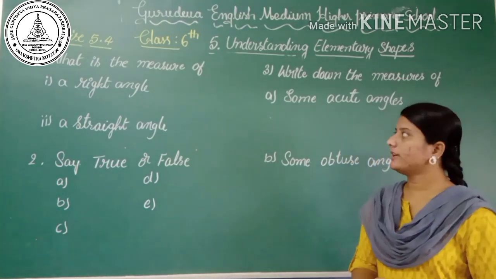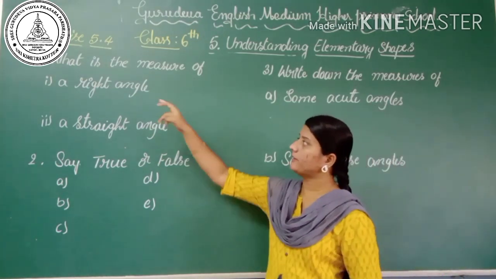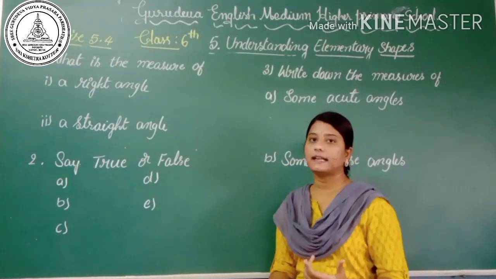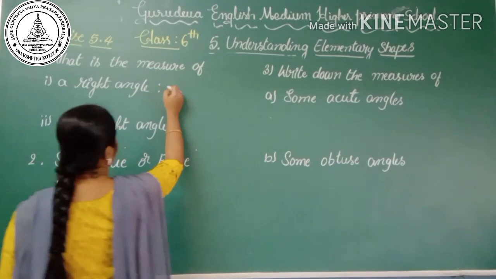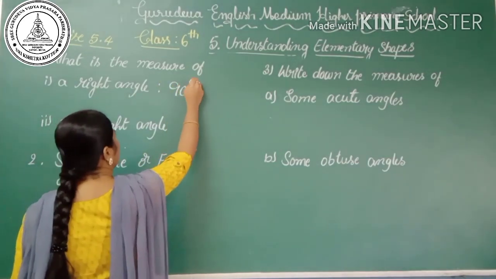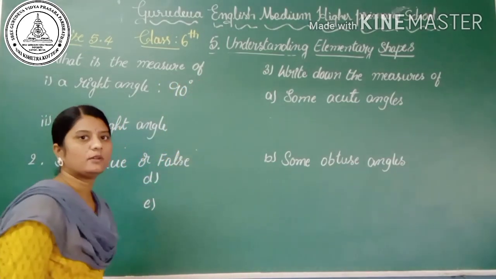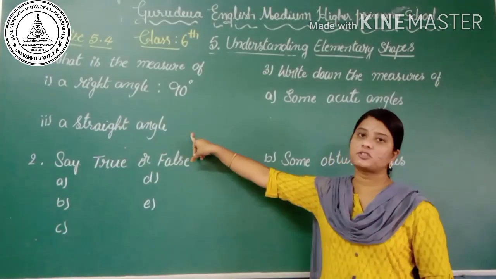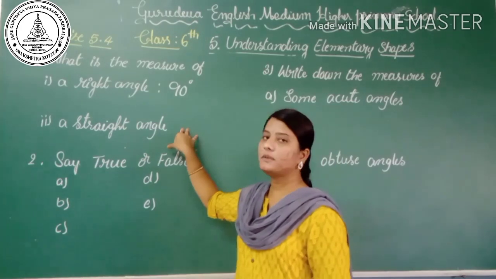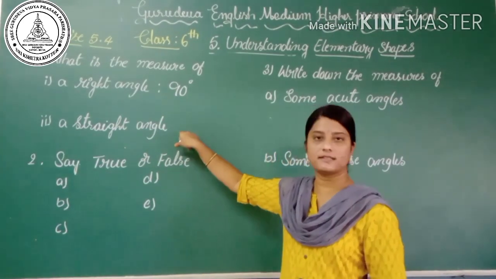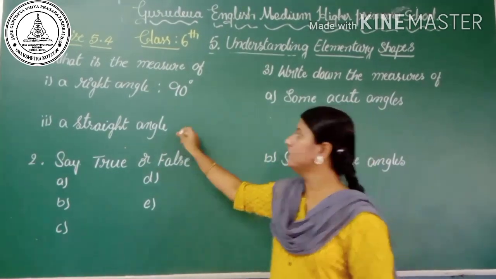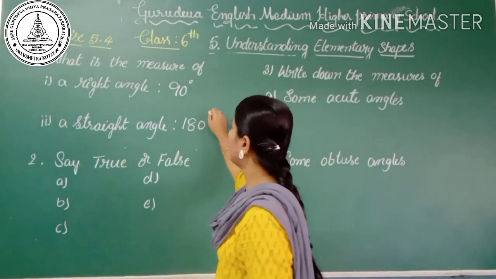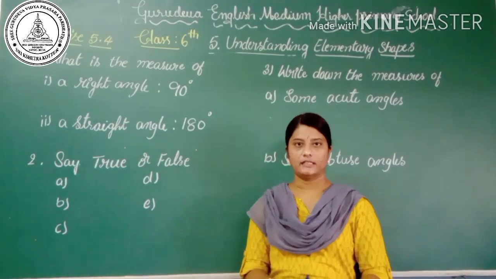In the first question, what is the measure of the first one? A right angle. Yes, we have measured that here. The right angle measures 90 degree. The next, what is the measurement of the straight angle? So we know that two right angles equal one straight angle. So we can write here the measurement of straight angle is 180 degree.